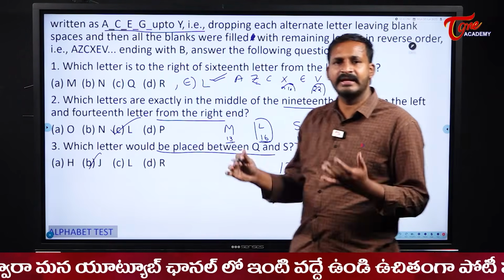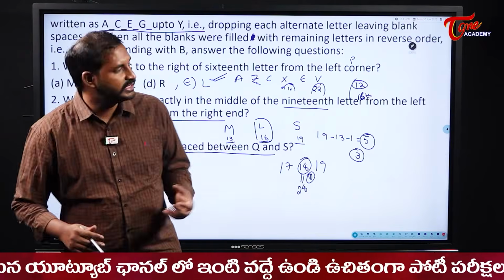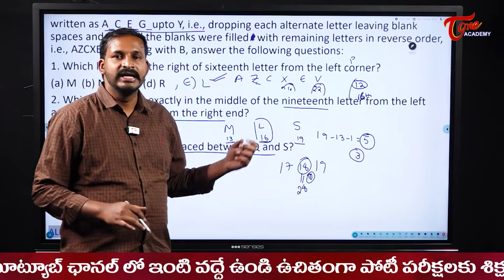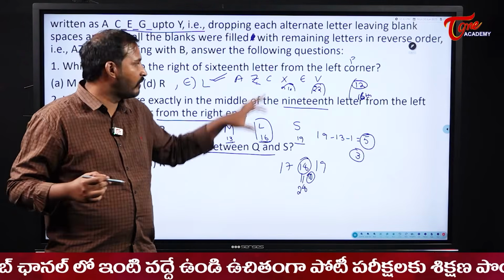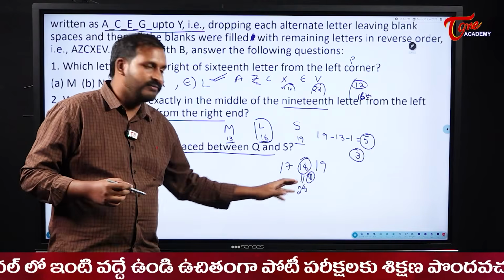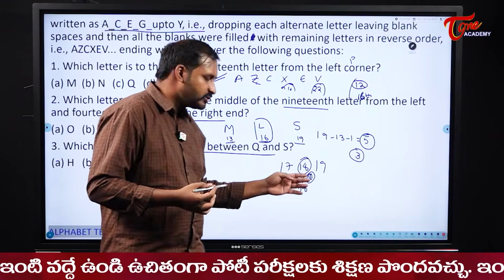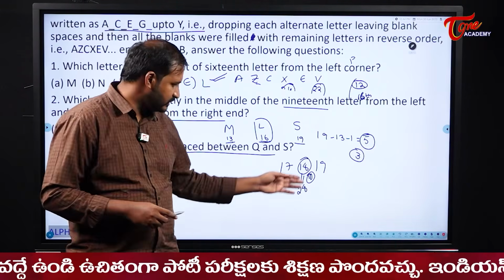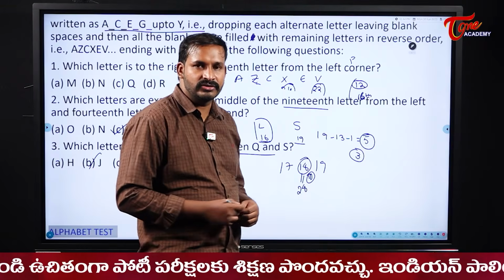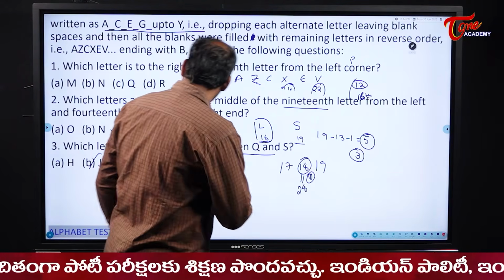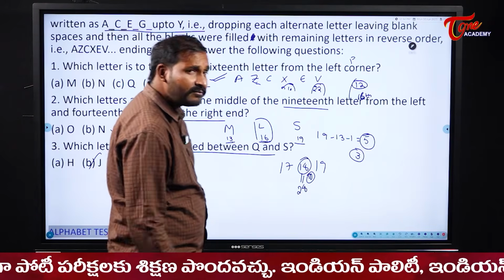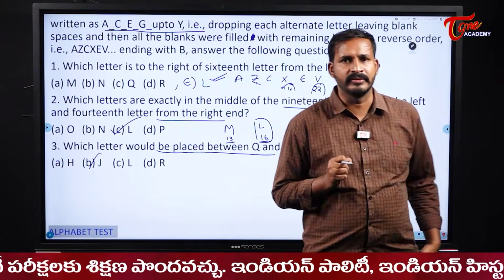Just identify the pattern, students. You should recognize the pattern. Here what is happening means the sum is becoming 28 always. So with that logic, what should be added to 18? 10. To become 28, it should be 10. So 10th alphabet for me is J. So here our answer becomes J.